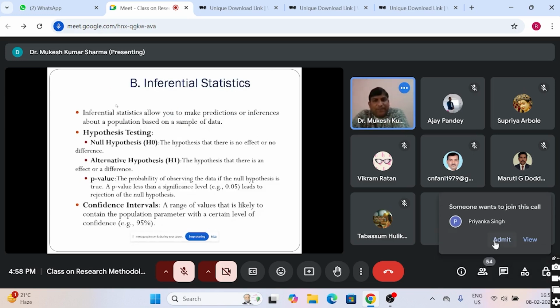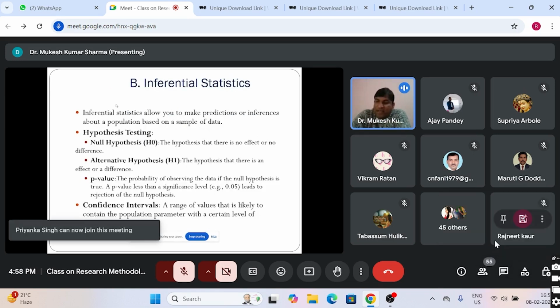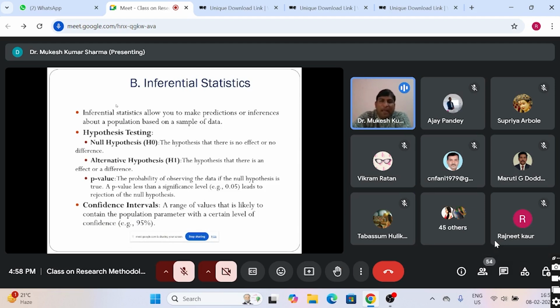Now we come to the inferential. A researcher always makes an assumption about what will happen, and this tentative assumption is called the hypothesis. On the hypothesis we always apply inferential statistics. Inferential statistics are the tools and techniques of data analysis where we test the hypothesis.